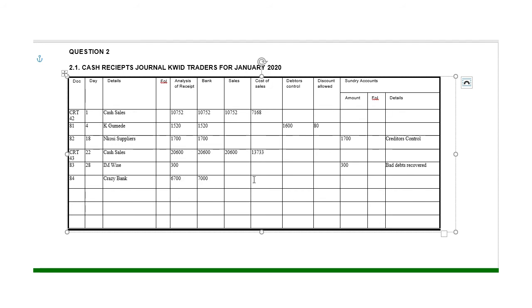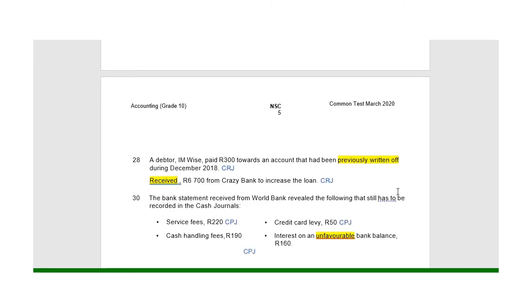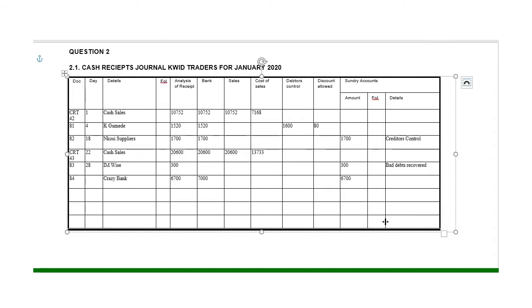That 6,700 was for a loan that we received, so must go under sundries, and the account name would be Loan Crazy Bank. So it is for a loan, but if I put in loan, I must put in the name of the bank next to it. So it's Loan Crazy Bank, not just loan. I must indicate the bank name as well.